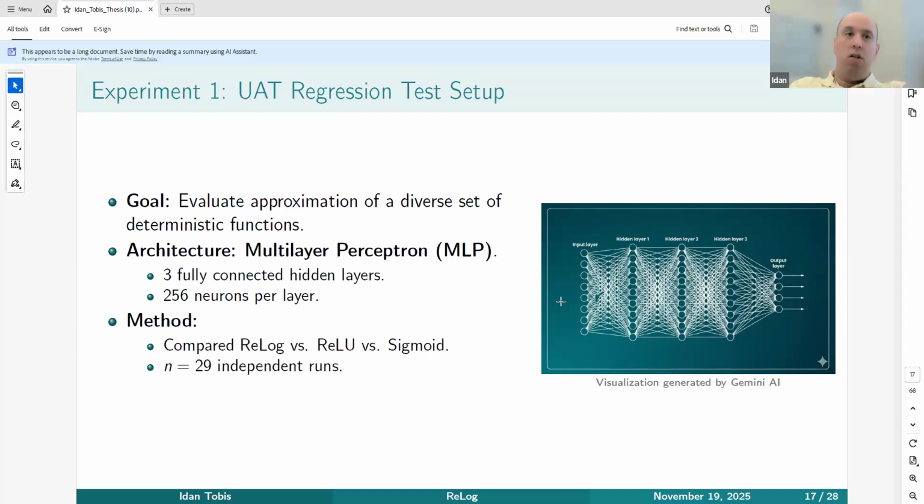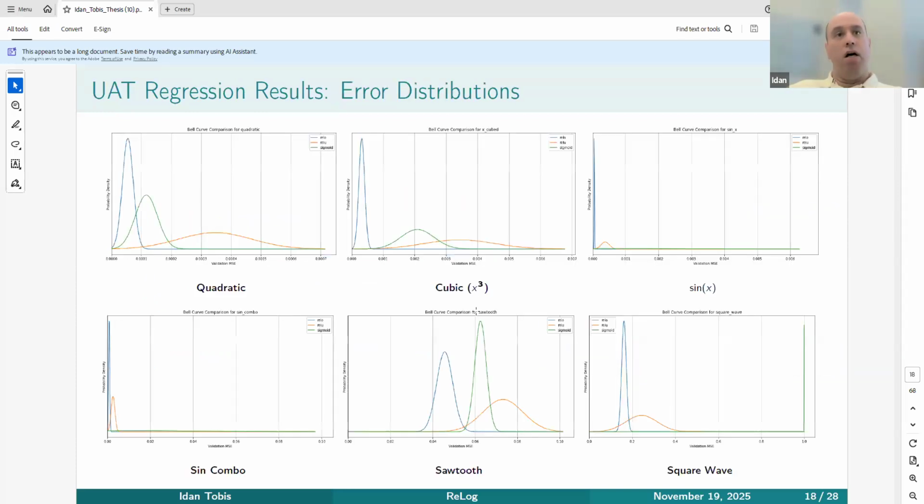And the method was to use the exact same architectures with our function ReLog versus ReLU versus sigmoid, and then do 29 independent runs to get the statistics, and then compare the results. Because this is regression, we used MSE, mean square error, compared to the original function, to get the result. So what you can see is that for all, these are the first 6 questions.